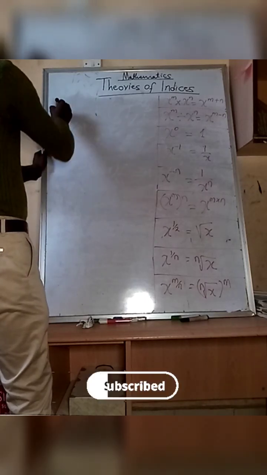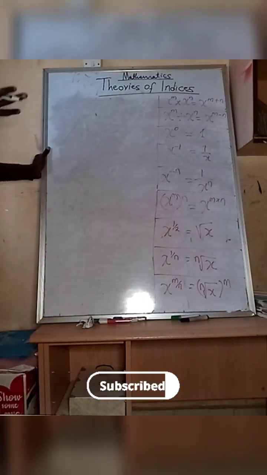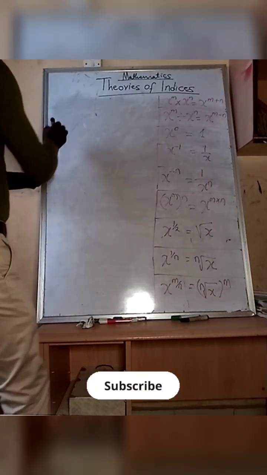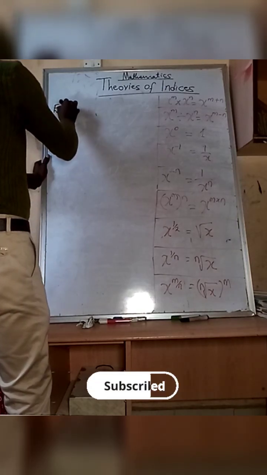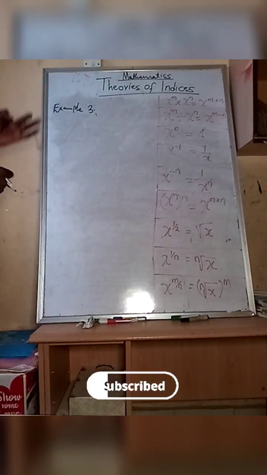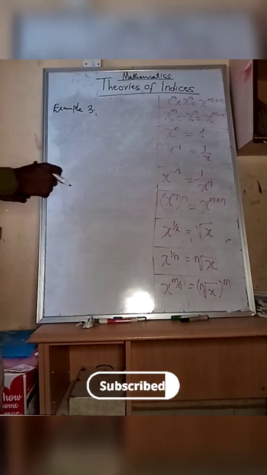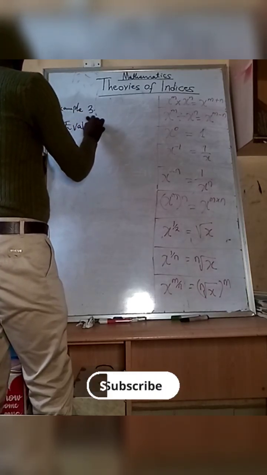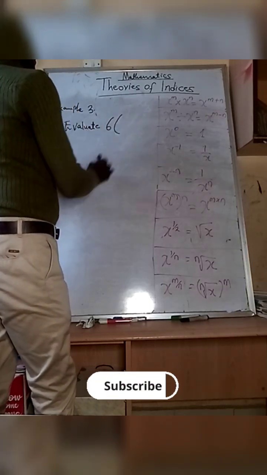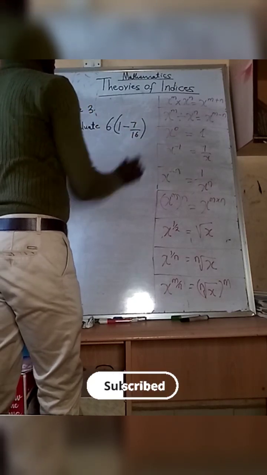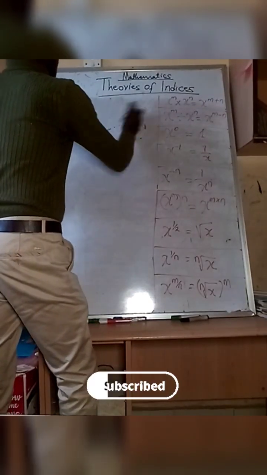Say for instance, a problem on indices may come in form of equation, it may also come in form of expression. This one is coming in form of an expression. Say for instance, this is example 3, the one that is not based on attempt to derive the formula. Evaluate six into 1 minus 7 over 16. Forgive me, this space is not enough.